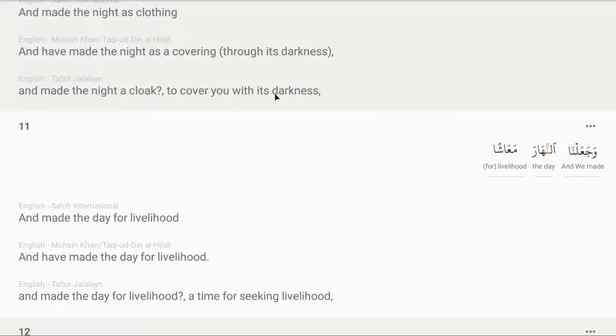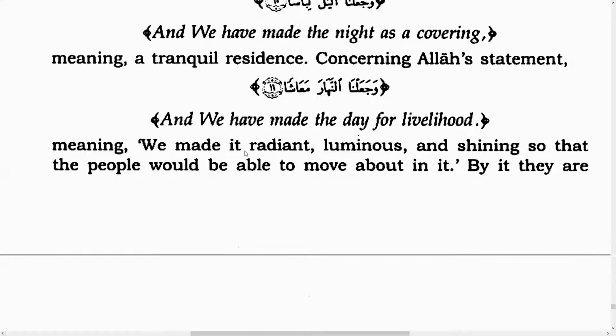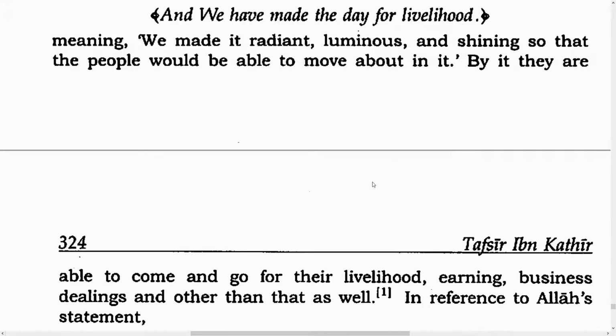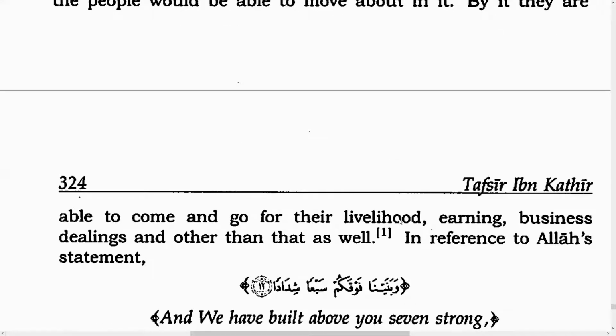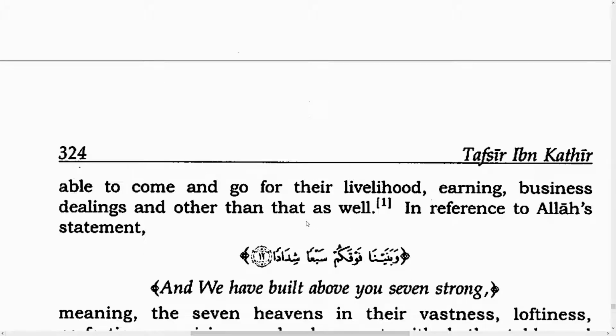So he says about the day, meaning we have made the nahar ma'asha, a day of livelihood. We have made it radiant and luminous, so that we can see through the day and people will be able to move about in it. If the day was also like the night and we can't see things, why would people move from here to there? By it, they are able to come and go for livelihood. They're able to travel because of the sun, for livelihood, earning, business dealings, and other than that as well.